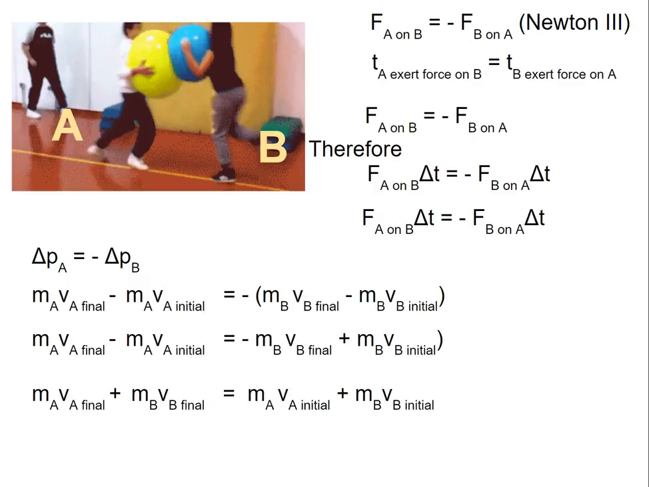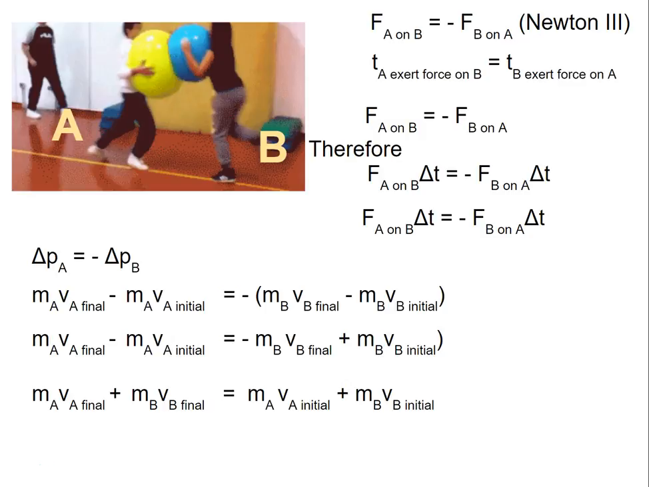Okay, so now we see if I have all the final momentums on one side and all the initial momentums on the other side. It could have been the other way around as well. I could have said initial momentum of A plus initial momentum of B is equal to final momentum of A plus final momentum of B.